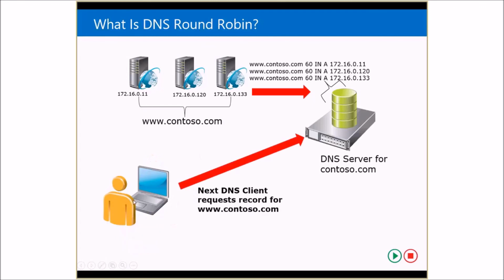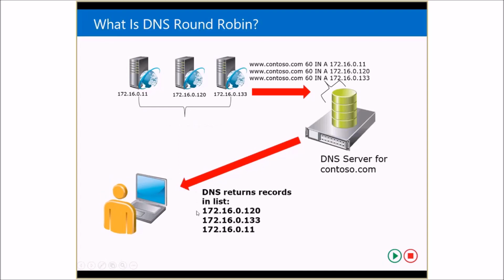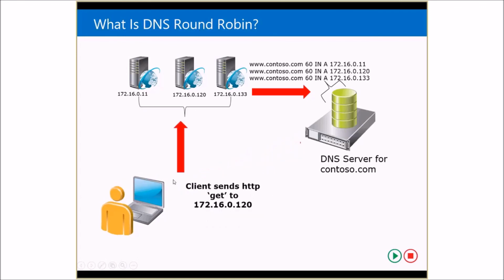But another user comes in and types the same thing in. In this case, the DNS server here at Contoso is going to return not 11 as the top one, but 120. You notice that the 11 went to the bottom, didn't it? So now this client is going to go to 120 to get the website instead. And the next one will be 133. It will go back to 11, 120, 133, and it will go on like that. So each one is getting a turn in the rotation.